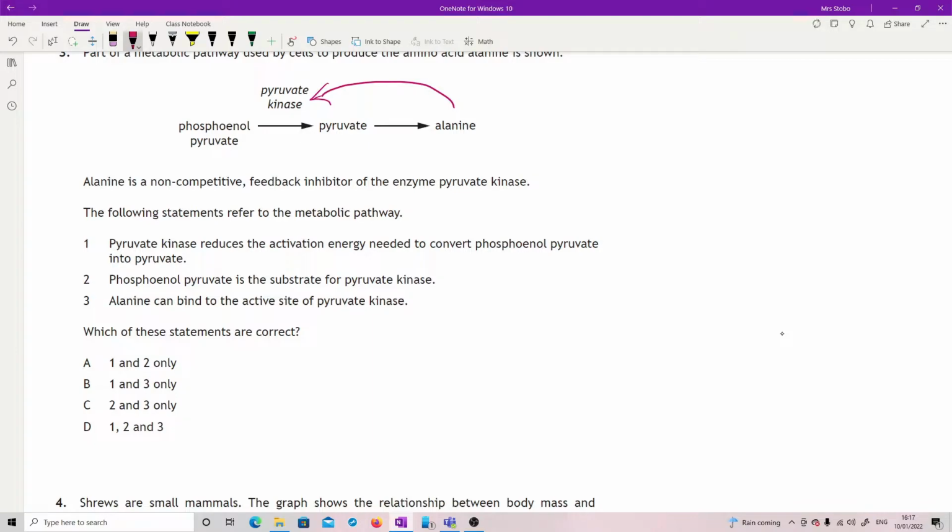The following statements refer to the pathway. Statement 1: pyruvate kinase reduces the activation energy needed to convert phosphoenol pyruvate into pyruvate. Okay, so this is an enzyme. What enzymes do, in a normal pathway, is reduce the bump that you need to go through to make it work. We have a little EA there. So yeah, that's absolutely true. It has to be there.